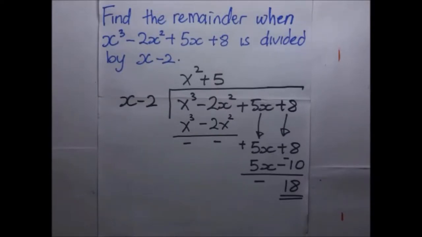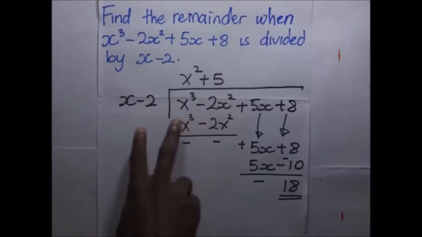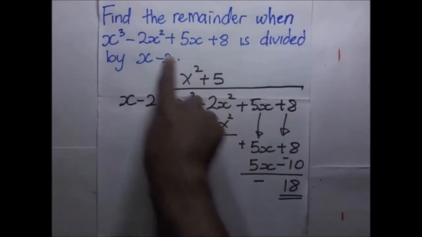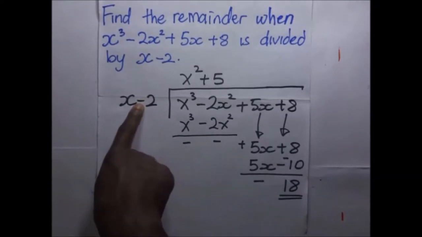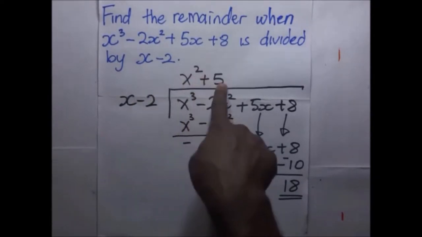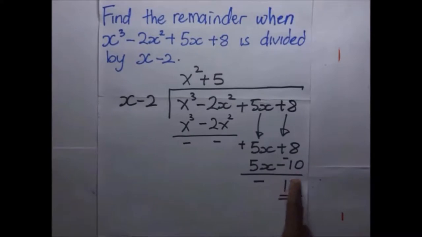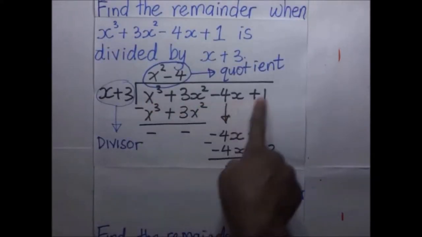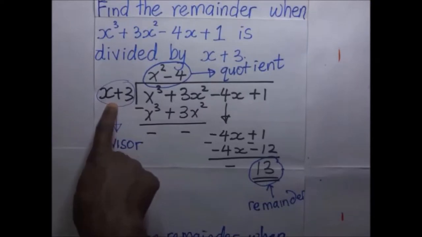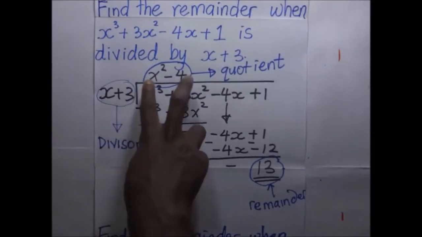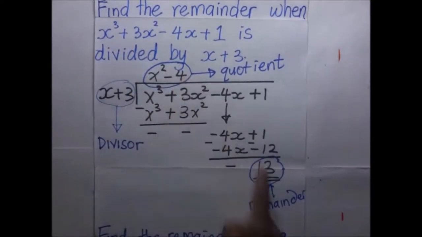So therefore, when x cubed is divided by x minus 2, it means that we are going to get our answer as x squared plus 5, and our remainder will always be 18. When this polynomial is divided by x plus 3, which is the divisor, we shall get our answer, which we should call the quotient, as x squared minus 4, and our remainder will be 13.